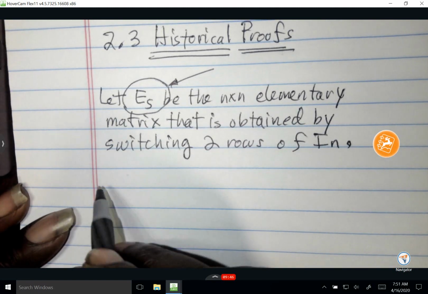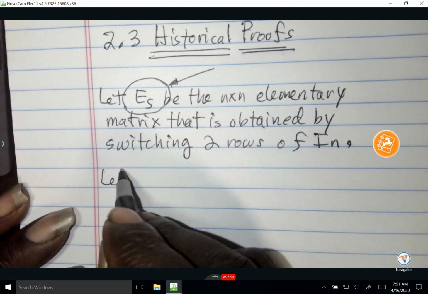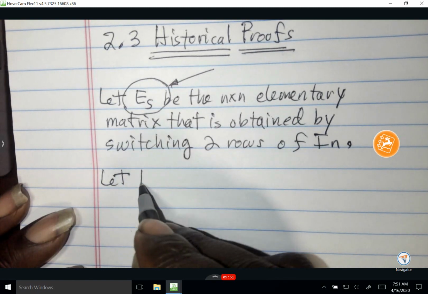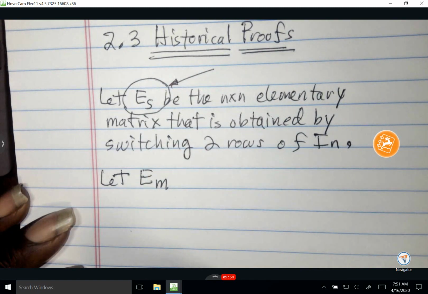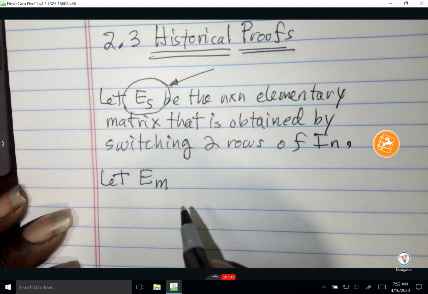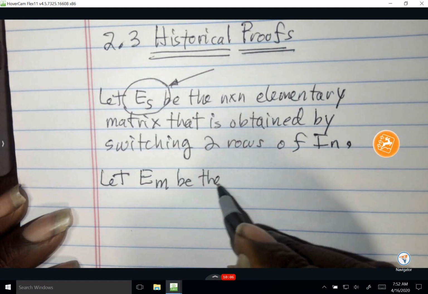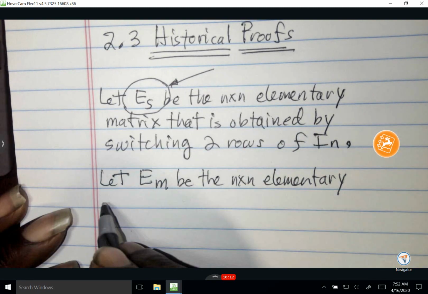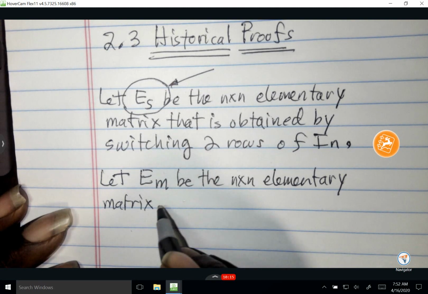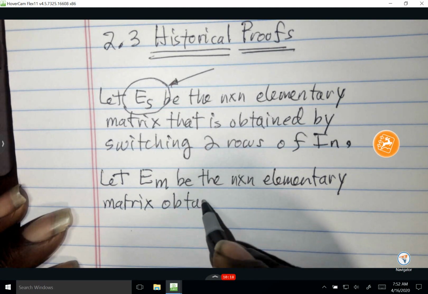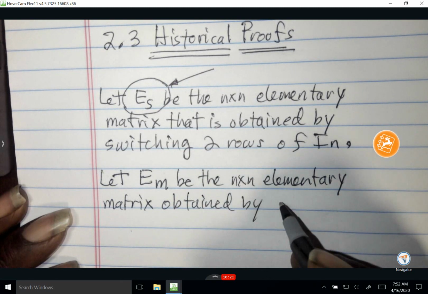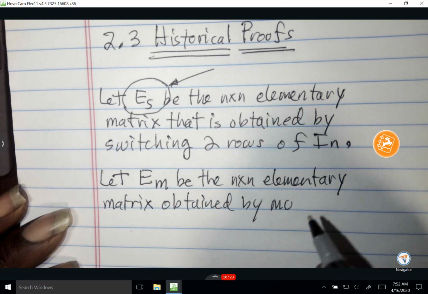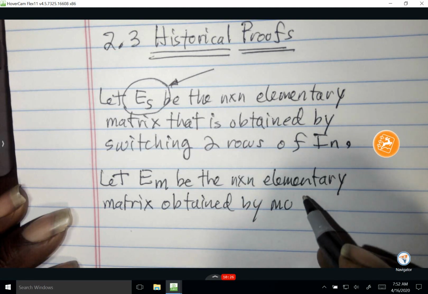Okay? I'm going to let EM, standing for multiply, be the n by n elementary matrix that's obtained by multiplying a row of I_n by some non-zero number, I'll call it c. That's why we're using an M. Multiplying starts with an M.